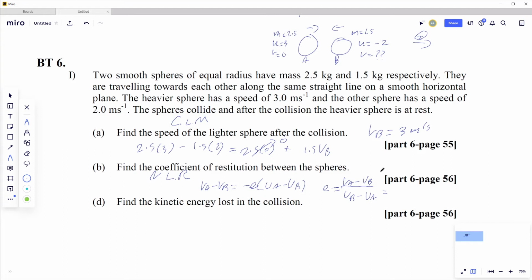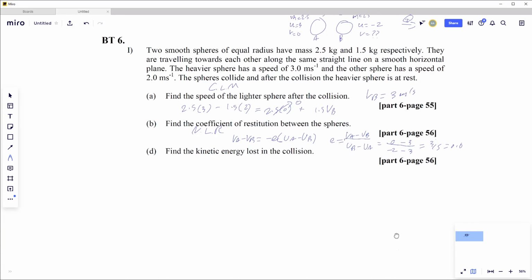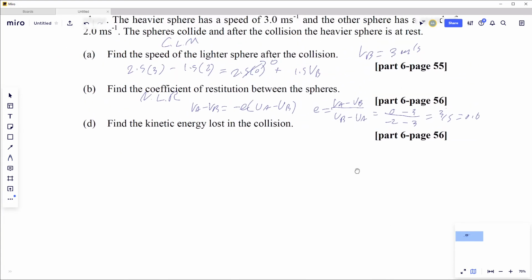So if you want to see the substitution, if you're unsure of what to substitute, VA is 0, minus VB, which we have just gotten to be 3, over UB, which is, as we discussed, minus 2, minus UA, which is 3. You'll get minus 3 over minus 5, so 3 over 5, and that will be 0.6. And it makes sense because it's a ratio between 0 and 1. So it makes sense that the value 0.6 is possible.